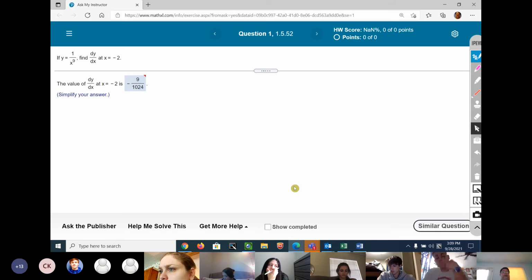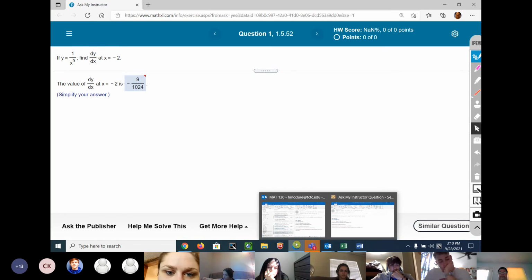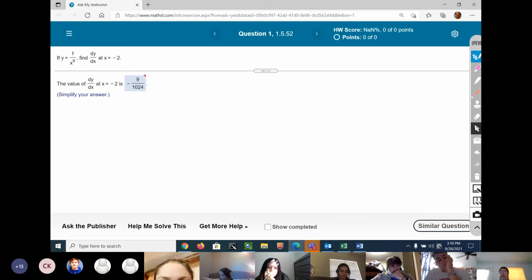Okay. If y is equal to 1 over x to the 9th power, find the derivative at x is equal to -2. Well, what the heck is this saying? Well, first of all, your parent graphs tell you that you've got 1 over x to the 9th. You've got a weird looking graph. Let's draw it. Because I don't want you to just regurgitate. I want you to actually know what you're doing.